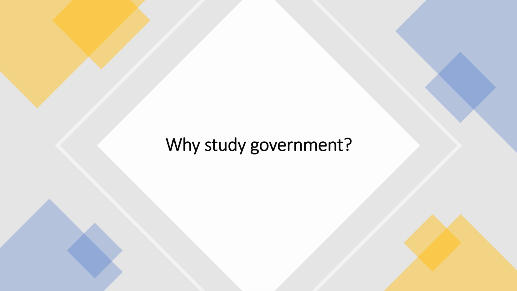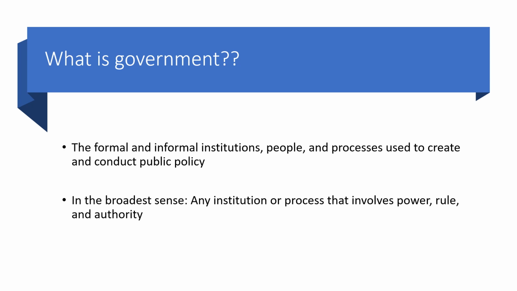So why study government? We'll talk about that a bit here today, and we'll talk about also the structure of this course. So what is government, first of all? Government is the formal and informal institutions, people, and processes used to create and conduct public policy. This is sort of the fancy, confusing definition of what government is, but in a broad sense, government is any institution or process that involves power, rule, and authority.